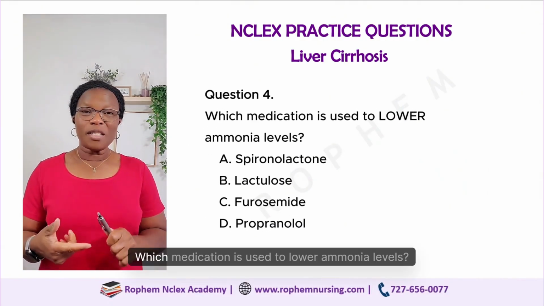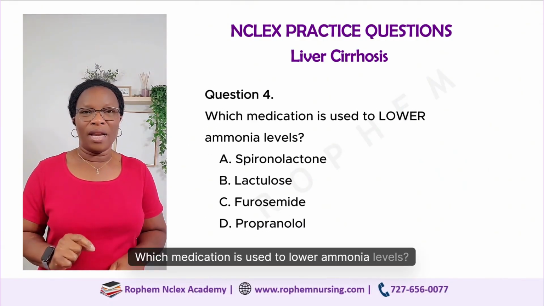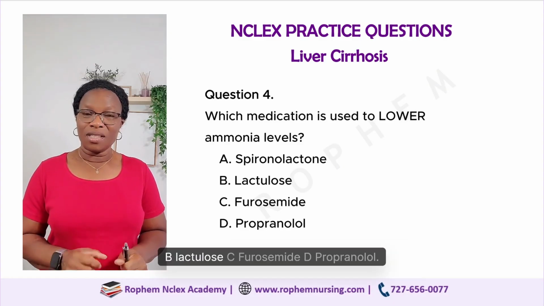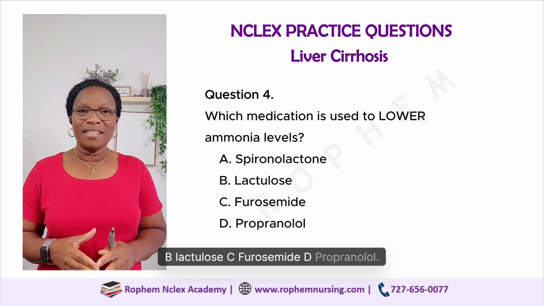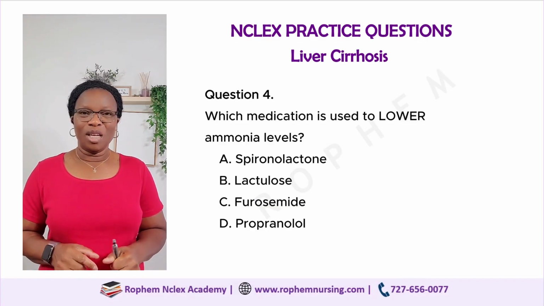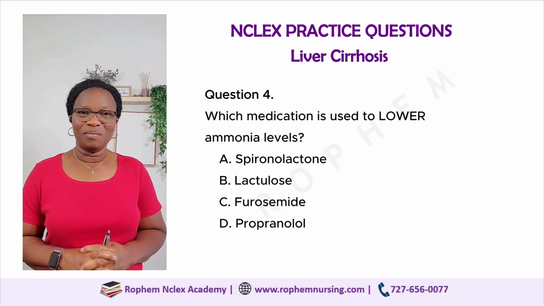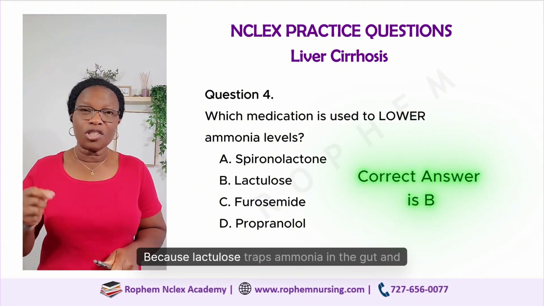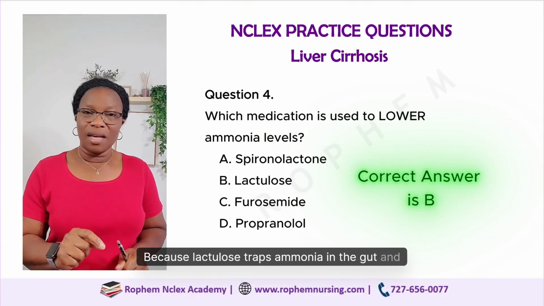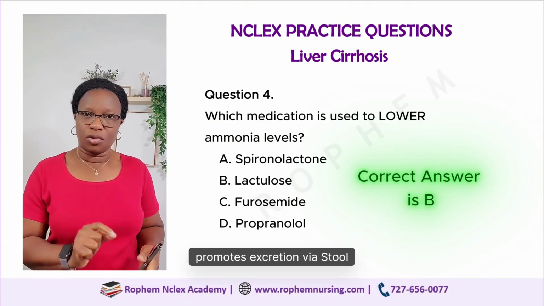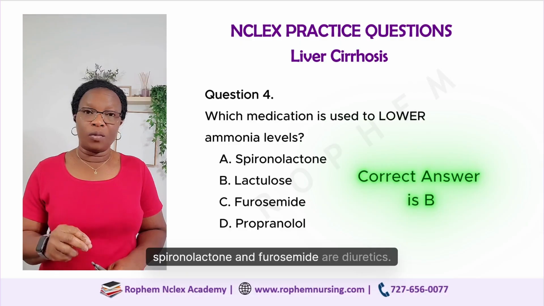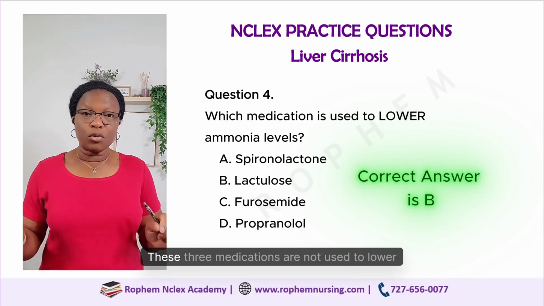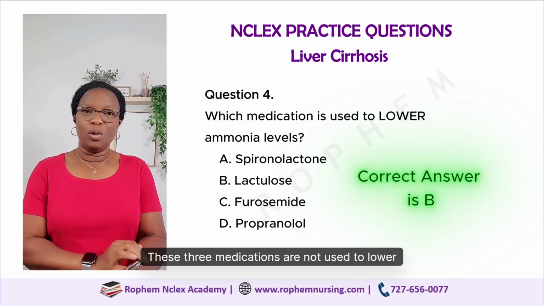Next question. Which medication is used to lower ammonia levels? A, spironolactone. B, lactulose. C, furosemide. D, propranolol. Which one will you select? Correct answer is B, lactulose, because lactulose traps ammonia in the gut and promotes excretion via stool. Spironolactone and furosemide are diuretics. Propranolol is a beta blocker. These three medications are not used to lower ammonia.